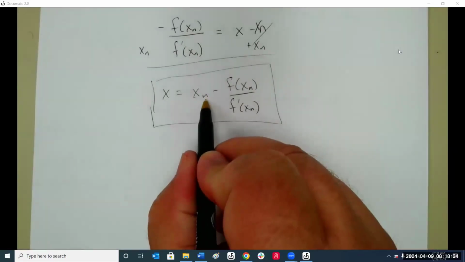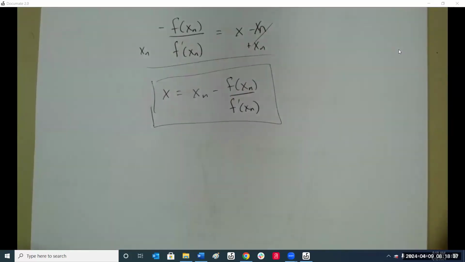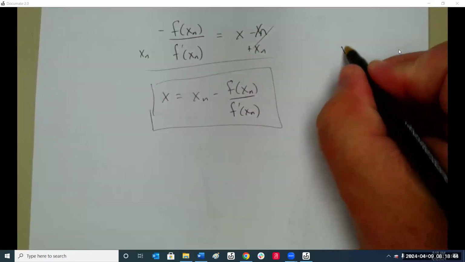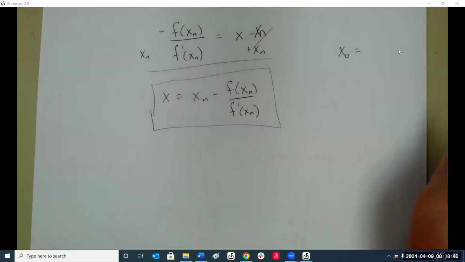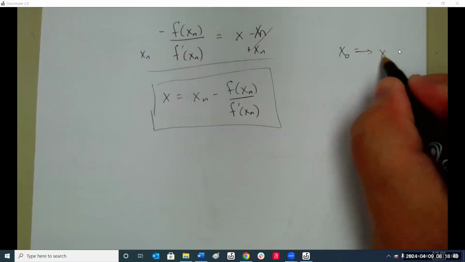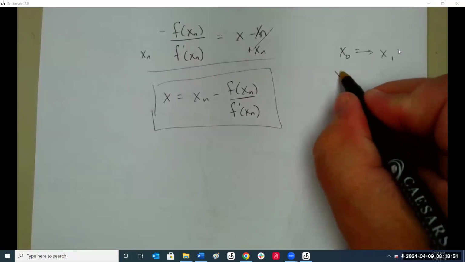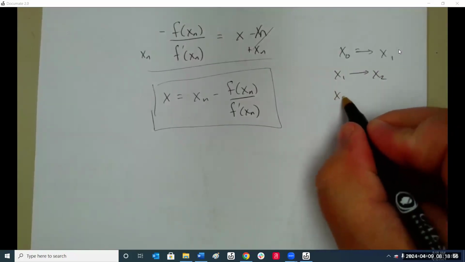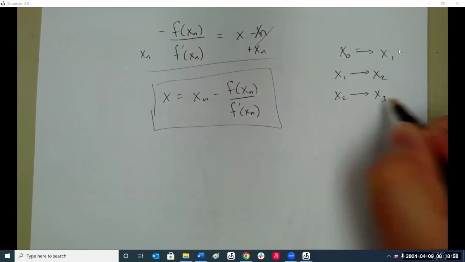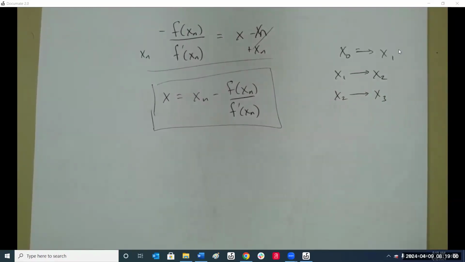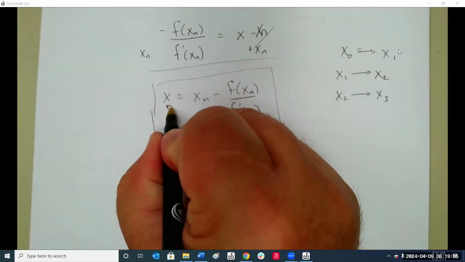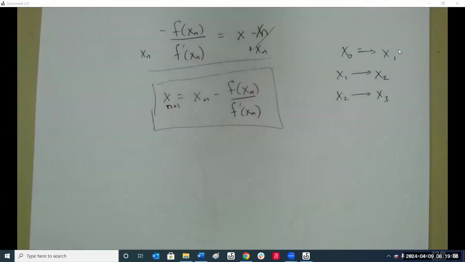Now, what does x sub n represent? Remember, the initial guess is x sub 0. That will lead us to our next guess. So that becomes our next guess, which leads us to our next one. That'll be our input. Our output is the next one. It's a counter. Since these are all x sub n, this one is n plus 1. It's the next x we're going to use.